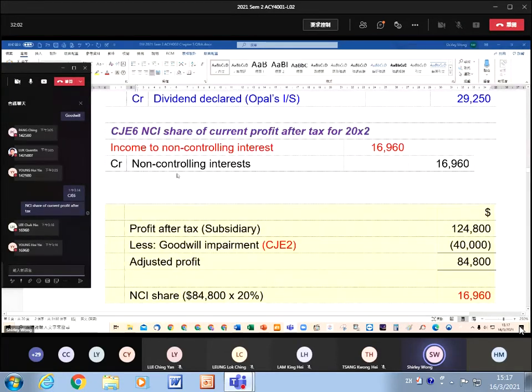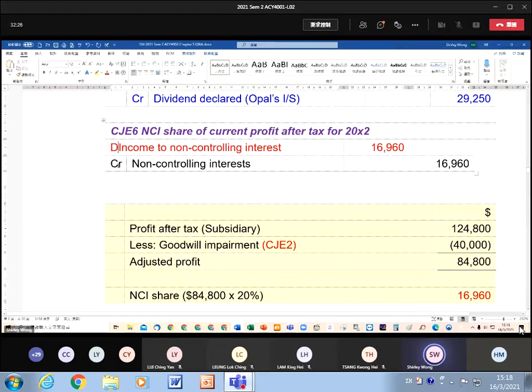So for CJE number 6, what we should do is, we originally got the profit after tax from the subsidiaries. The amount is here. And then we need to minus the goodwill impairment, CJE number 2. Finally, this is the adjusted profit. Based on the adjusted profit, we share 20% to the NCI. So finally, the entry will be debit income to NCI and then credit non-controlling interest.